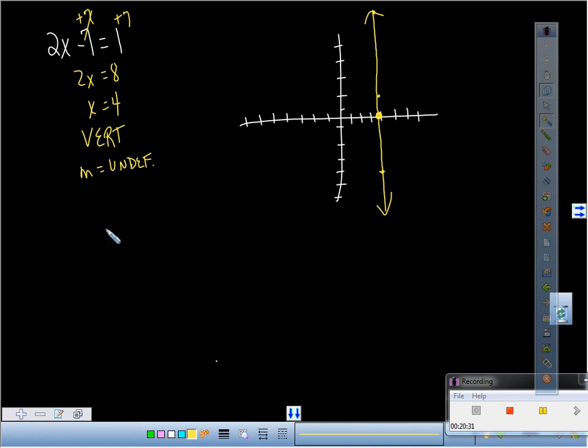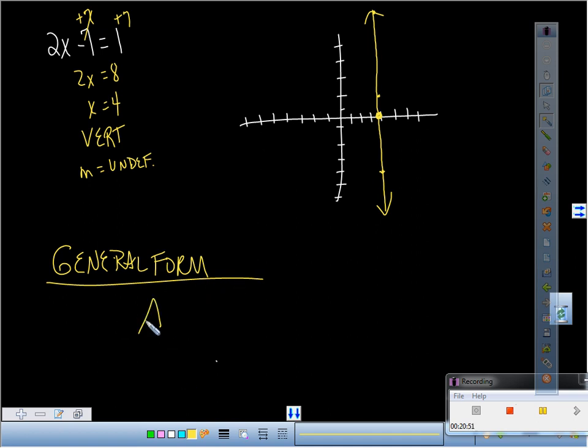Alright. Let's talk about general form. I'm not going to spend a lot of time on this, but I want to tell you what general form is. General form is Ax plus By plus C equals 0. In other words, general form takes everything and puts it over on the left and 0 on the right, as opposed to standard form that puts the constant over here on the right. Just want you to know that in case they say put your answer in general form, and you can do that.